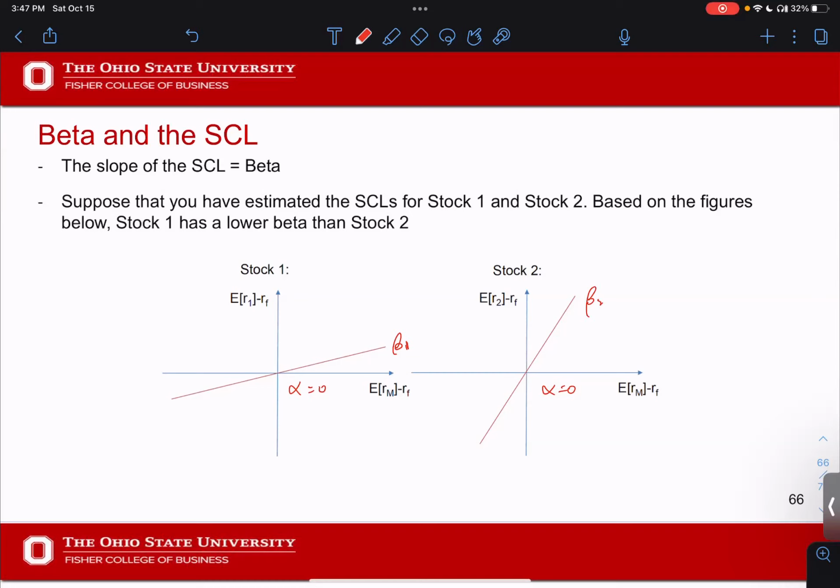So what it means is that the slope, you should think about y equals a plus bx. The higher the b, the steeper the line will be. So in this case, beta 2 is definitely bigger than beta 1. If you fit these two lines, then you can tell stock 2 has higher market risk than stock 1. Is that clear?